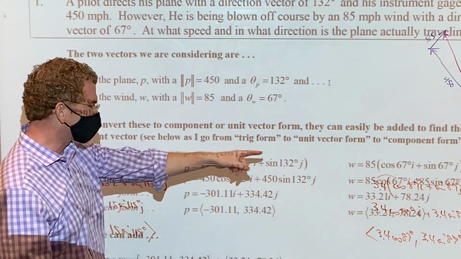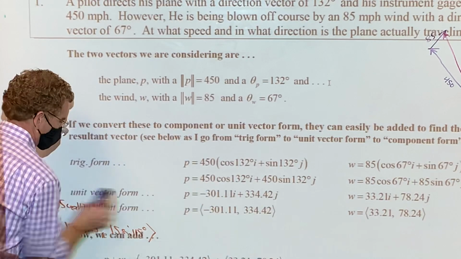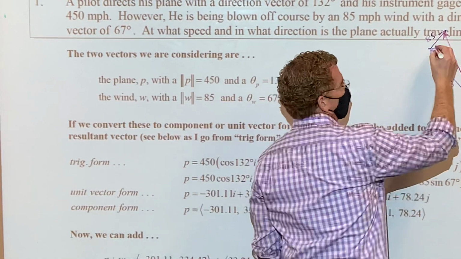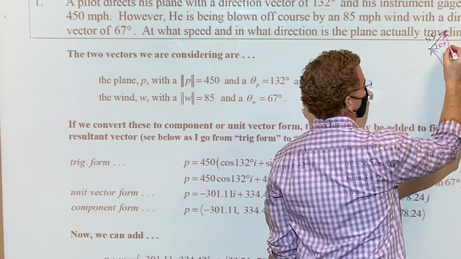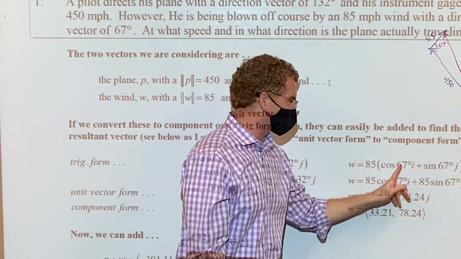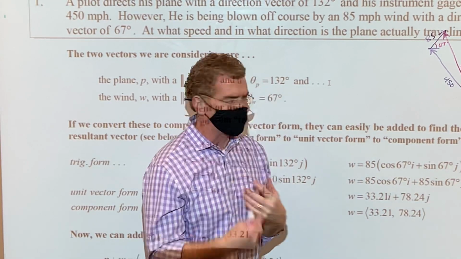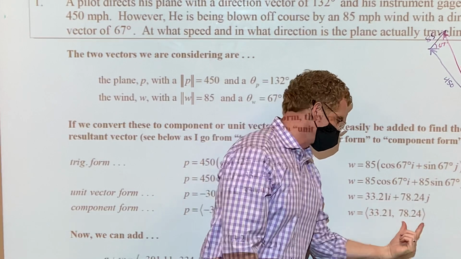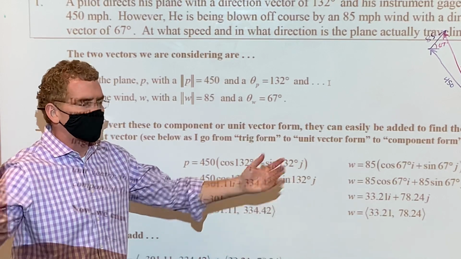All right, then you do the wind vector. The wind vector over here says 85 with an angle right there of, what did we say, 67. So I'm going to do the same thing again. Magnitude cosine angle i plus sine angle j. But if it's me, I'm just going to go magnitude cosine of the angle, bam. Magnitude sine of the angle, and put it there. And now I have my plane and my wind vector.